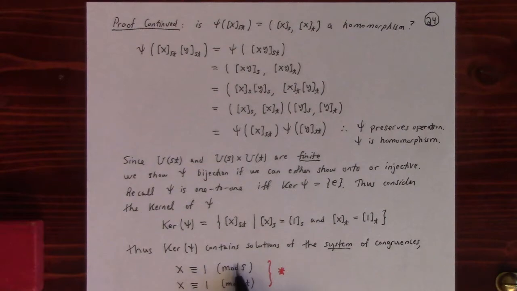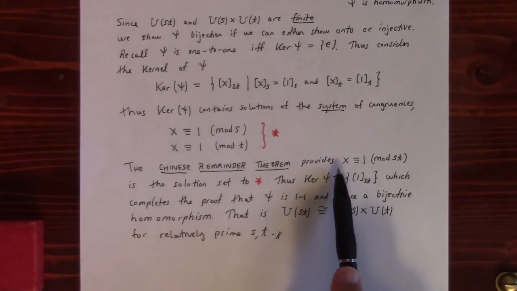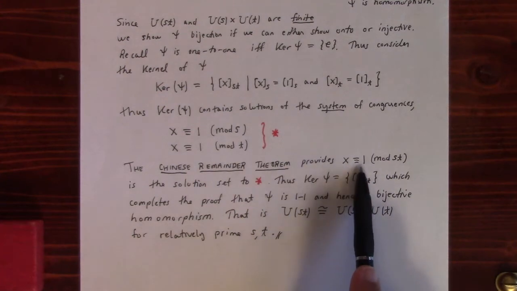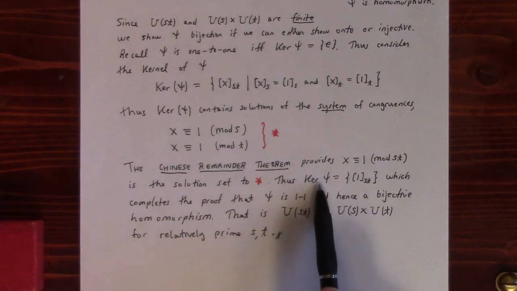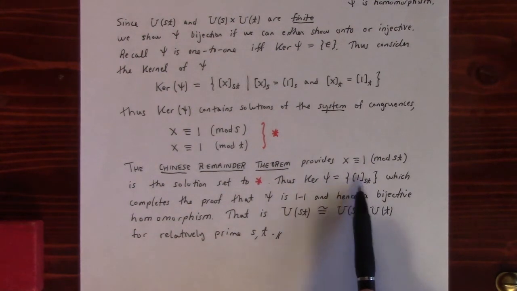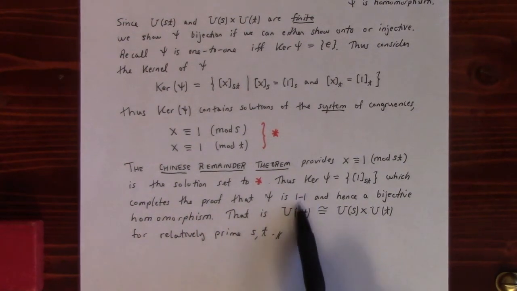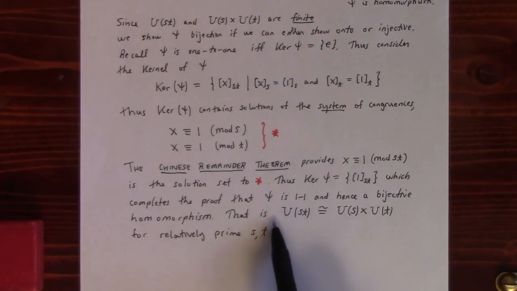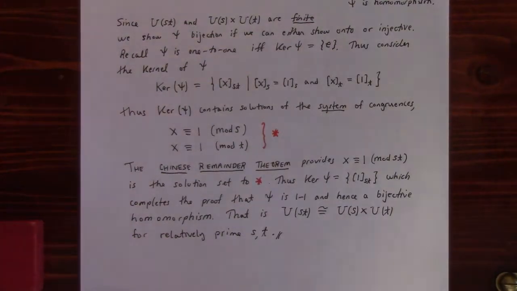So we have to solve two congruences at once: x congruent to 1 mod s, and x congruent to 1 mod t. Well, good news. The Chinese remainder theorem provides that the unique solution to this is x equal to 1 mod st. And so, therefore, the kernel of psi is just the set containing 1, which proves that psi is injective, which completes the proof that psi is, in fact, a bijective homomorphism, and thus it provides the isomorphism of U(st) with U(s) cross U(t) for relatively prime s and t.